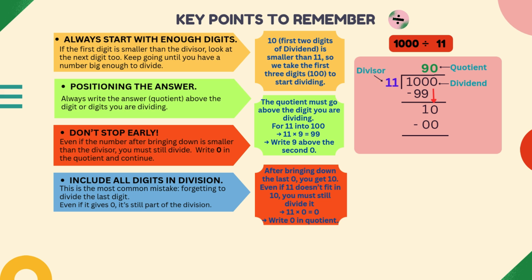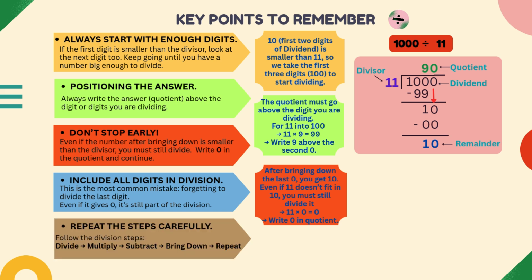Always remember to divide all digits. Even if the answer is 0, include it. This keeps your answer correct and complete. If there are more digits left, we repeat the same steps carefully. Divide, multiply, subtract, bring down and repeat.